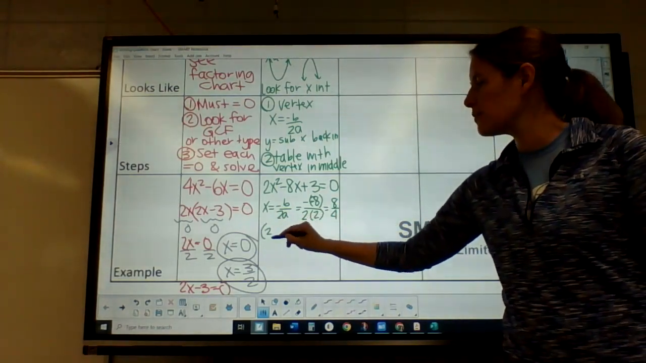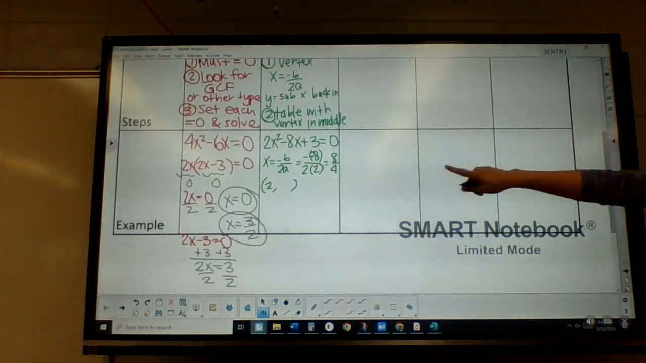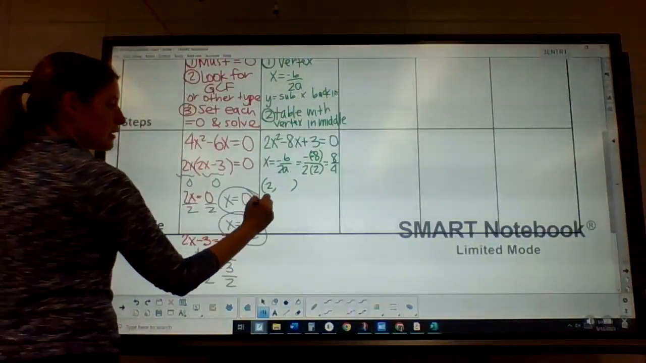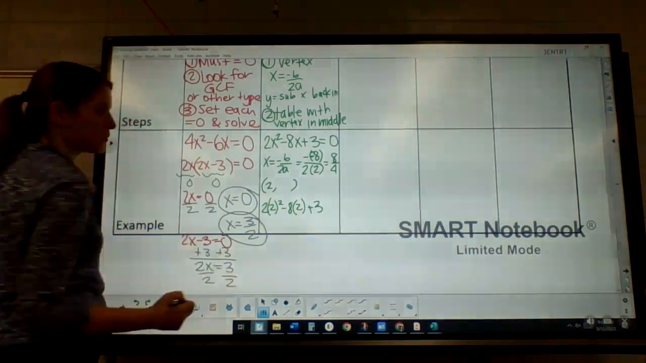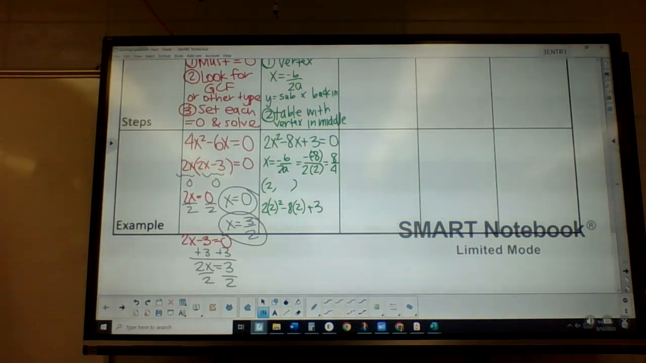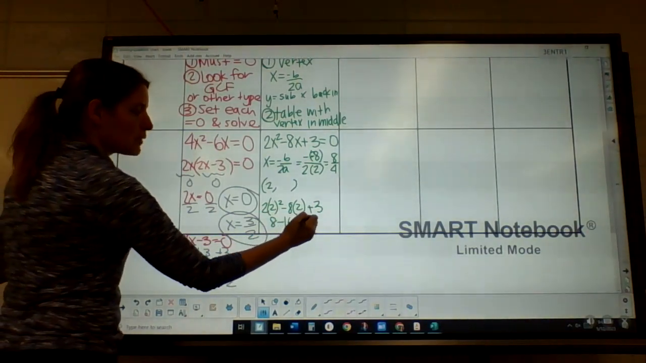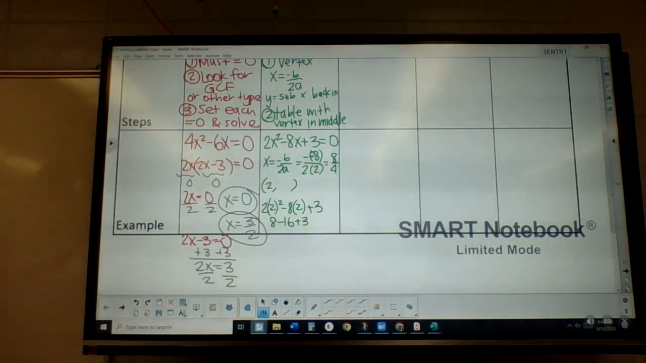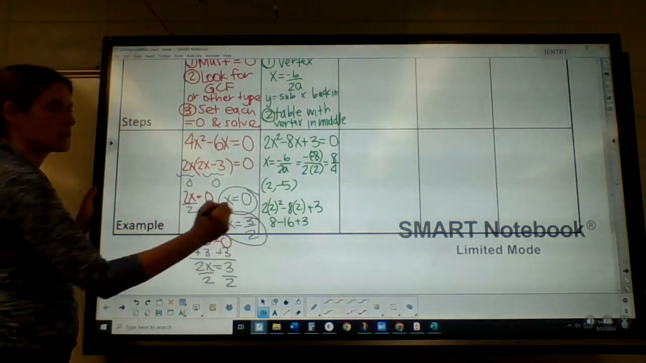So our x-coordinate is 2, comma something. Once I know the x-coordinate, I take that value and stick it back into this equation to find my y. So 2 squared is 4, times 2 is 8, minus 16 plus 3. I believe I get a negative 5 for my vertex.